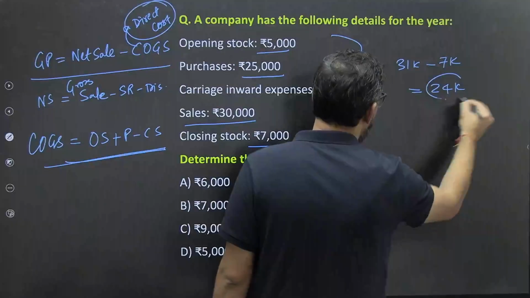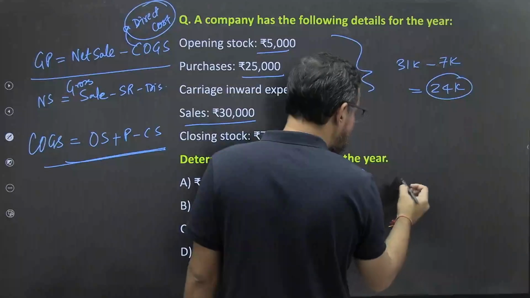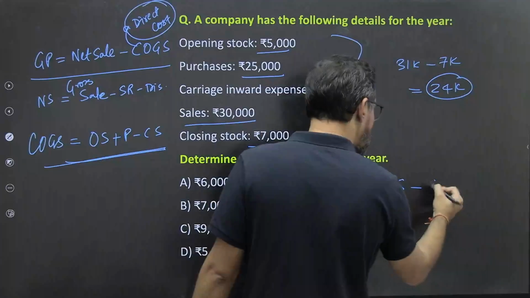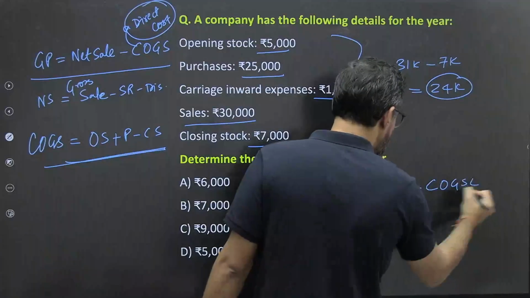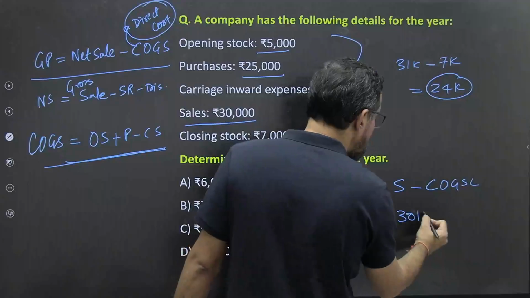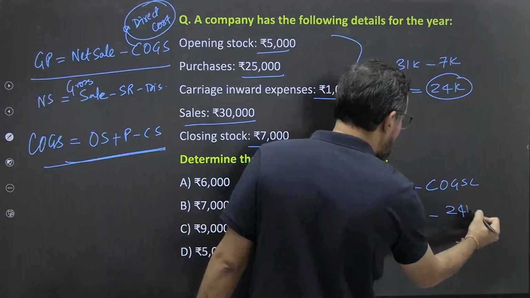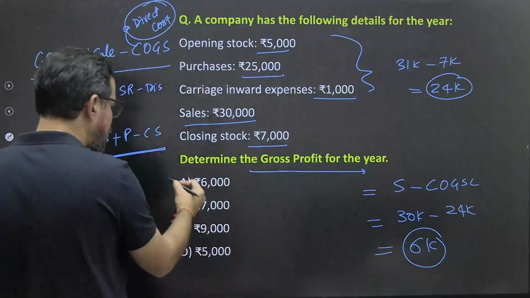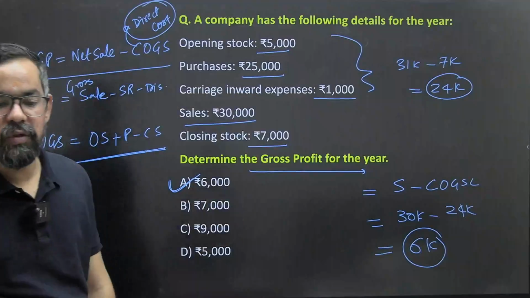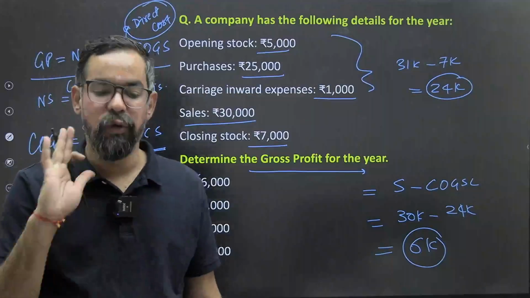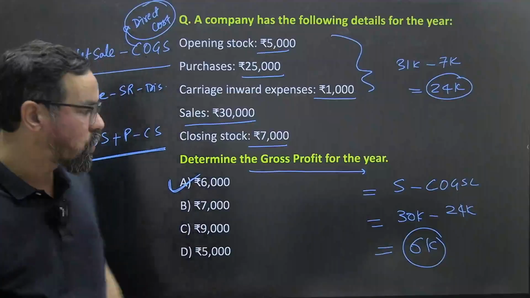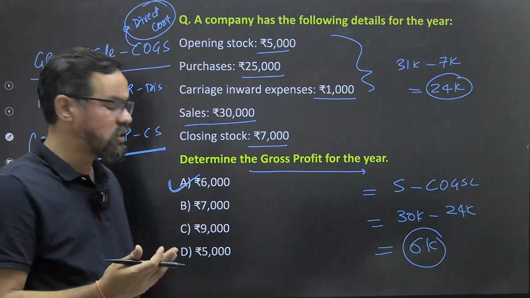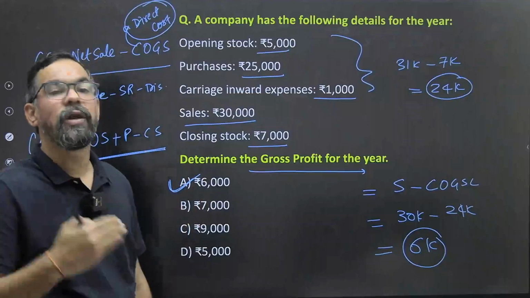Okay, so 24,000. Now net sales minus your cost of goods sold. So sales is how much? 30,000. So 30,000 minus 24,000, so the gross profit is 6,000. So 6,000 will be your right answer for this particular one. So it is completely concept and formula driven. Once we go through all these, we will be building our concept, right? So this will also help you in ratio analysis.